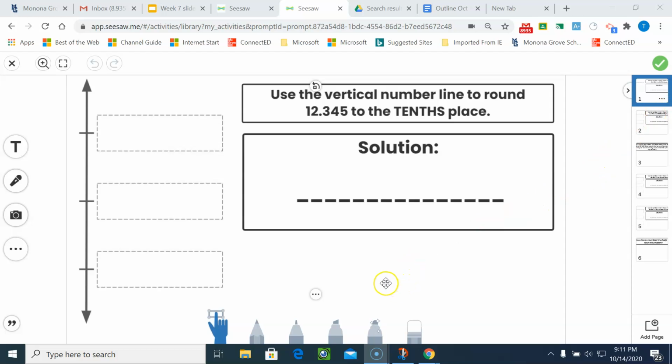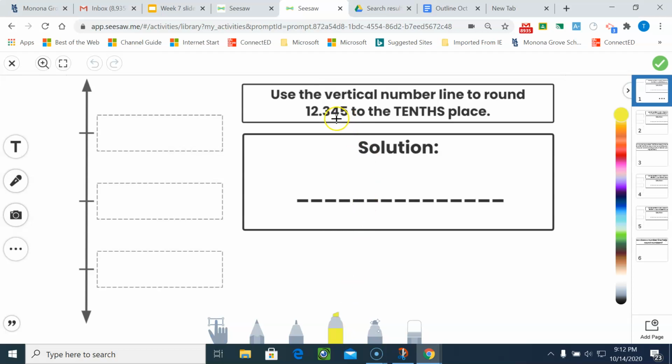The other day when we were working with numbers, we were working with a number line here. So what I'm going to do is I'm just going to ask you to use the highlighter tool as well as some of the text box tools to do this. Looking here, it says use the vertical number line to round 12 and 345 to the nearest tenths place. So I'm going to ask you to use that highlighter tool, and then we're just going to highlight the spot that they're asking us to round to.